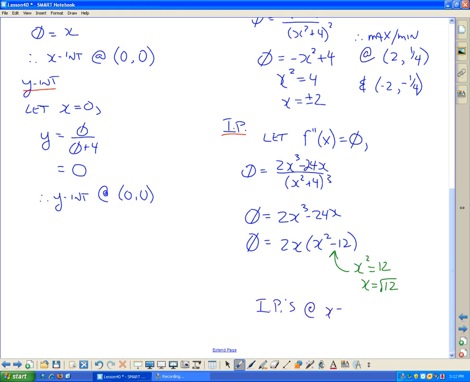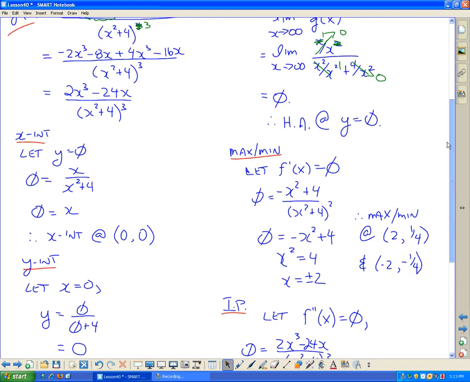Inflection points at x equals 0 and then plus or minus root 12. That we're going to have to calculate or approximate, so we look for the nearest square root. Anyhow, we'll deal with this one thing at a time.